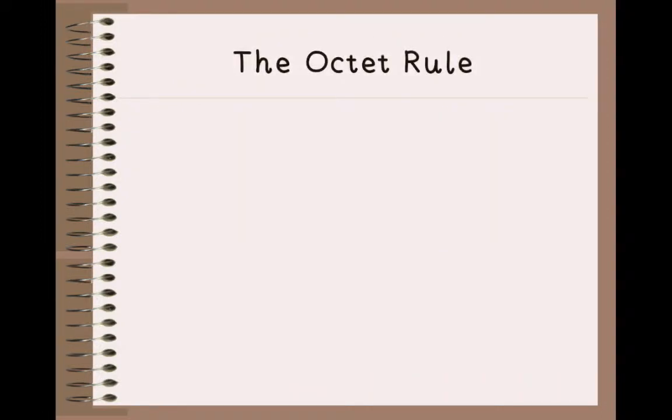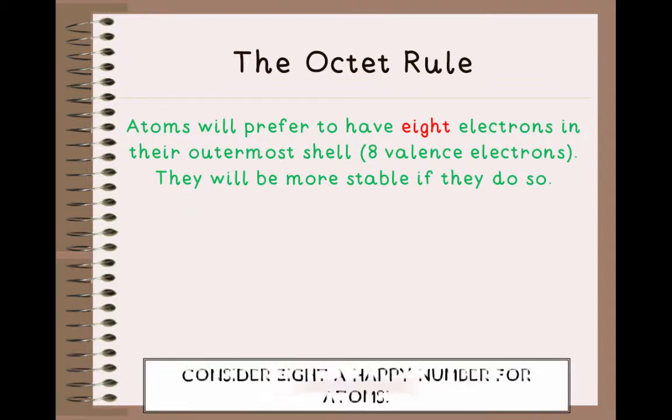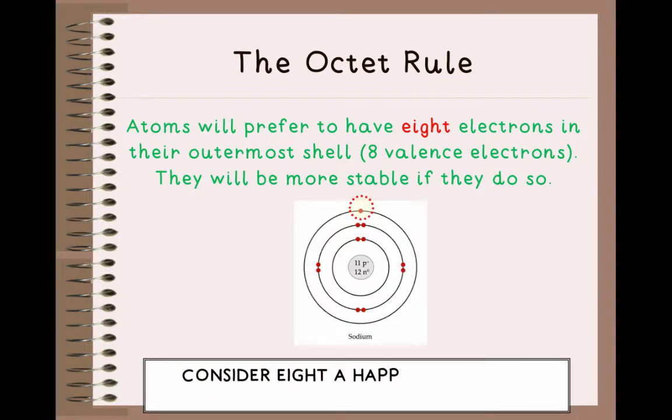Now, the octet rule is a rule that says that atoms prefer to have 8 electrons in their outermost shell, or 8 valence electrons. Why? Well, because they'll be more stable if they do. Consider, for example, sodium. If sodium was to lose this valence electron, he would have these 8 electrons in his last shell, and he will be very stable. So he would rather lose this 1 electron than have it in there and not be stable.